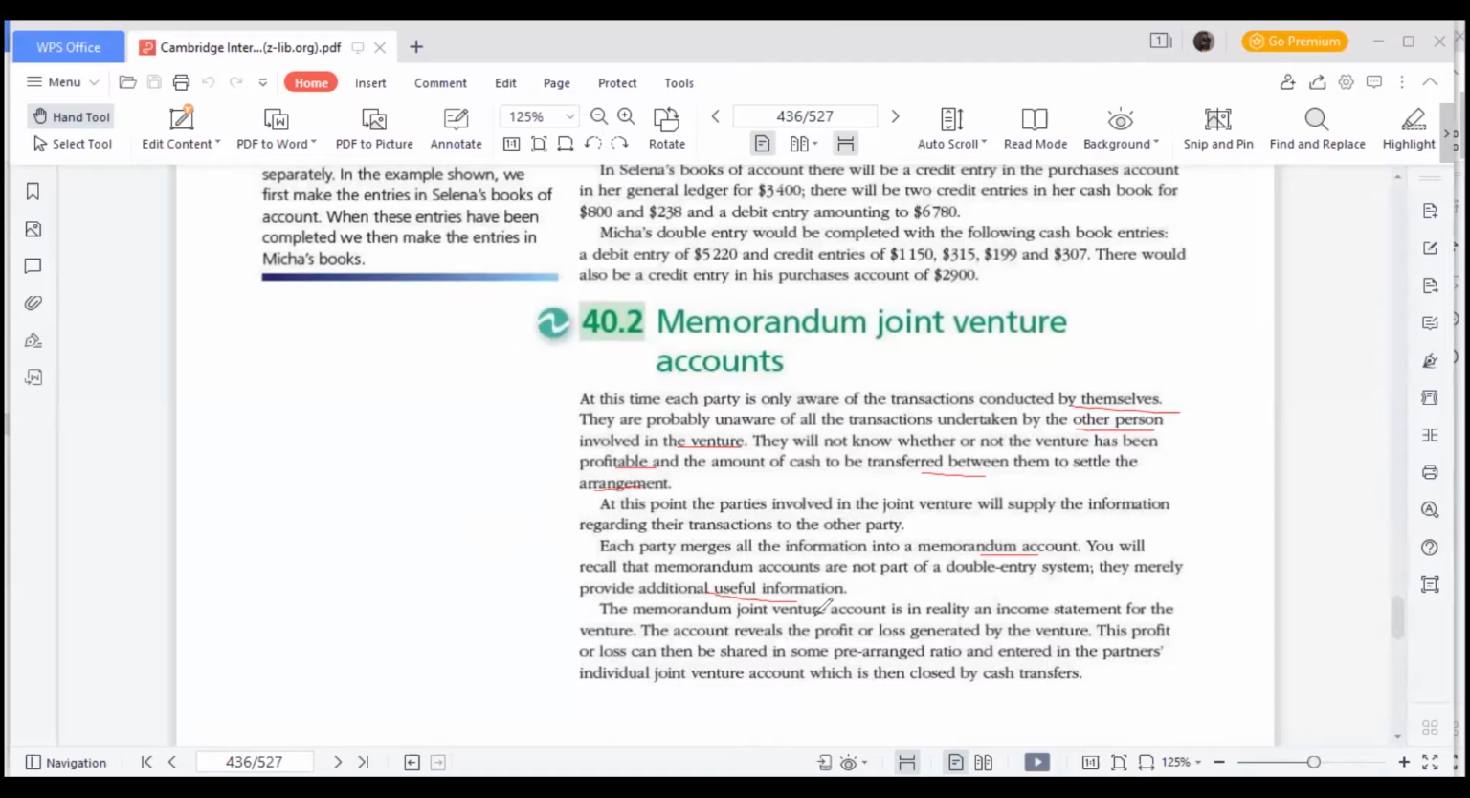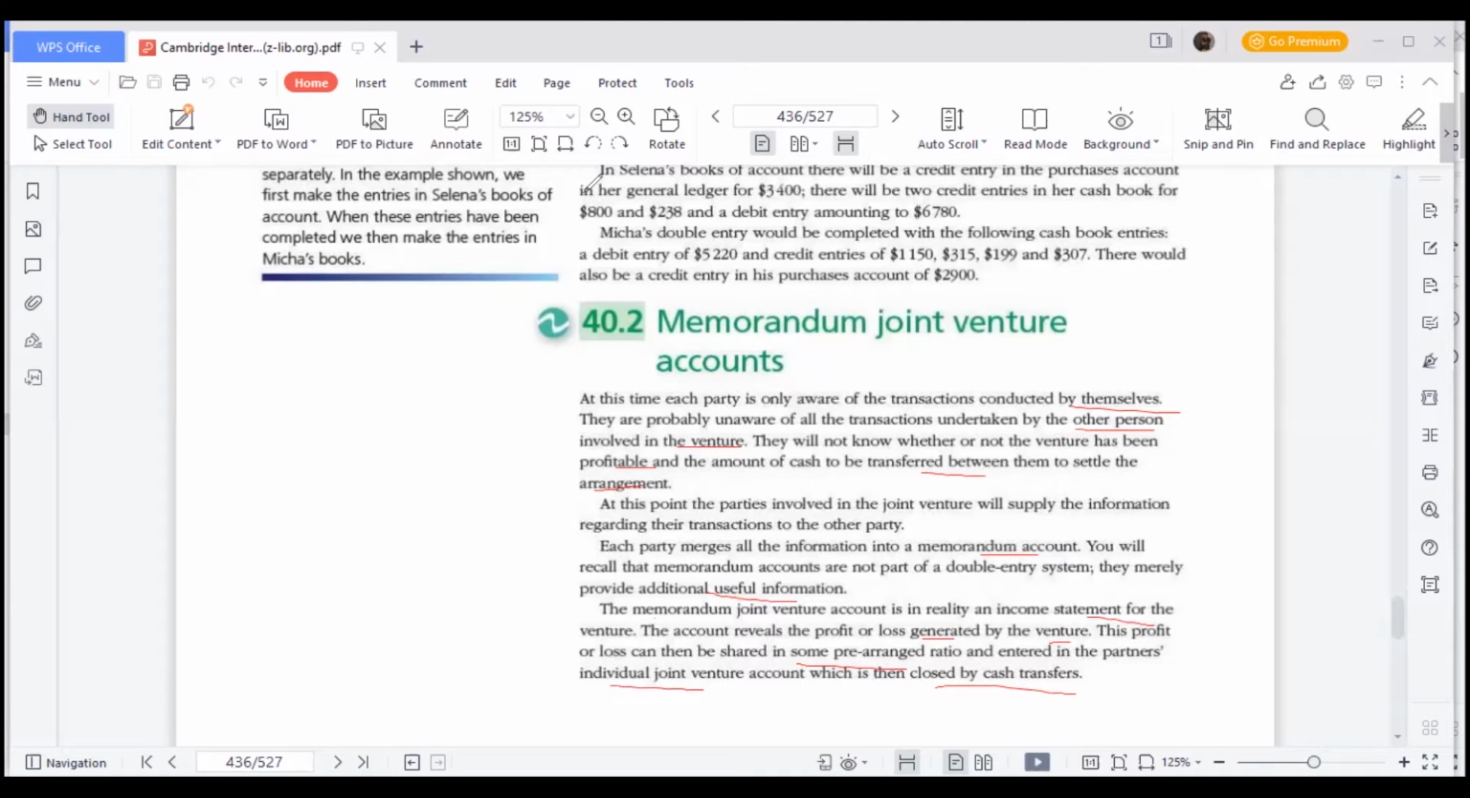The memorandum joint venture account is in reality an income statement for the venture. The account reveals the profit or loss generated by the venture. This profit or loss can be shared in some pre-arranged ratio and entered into the partners' individual joint venture accounts, which is then closed by the cash transfers.